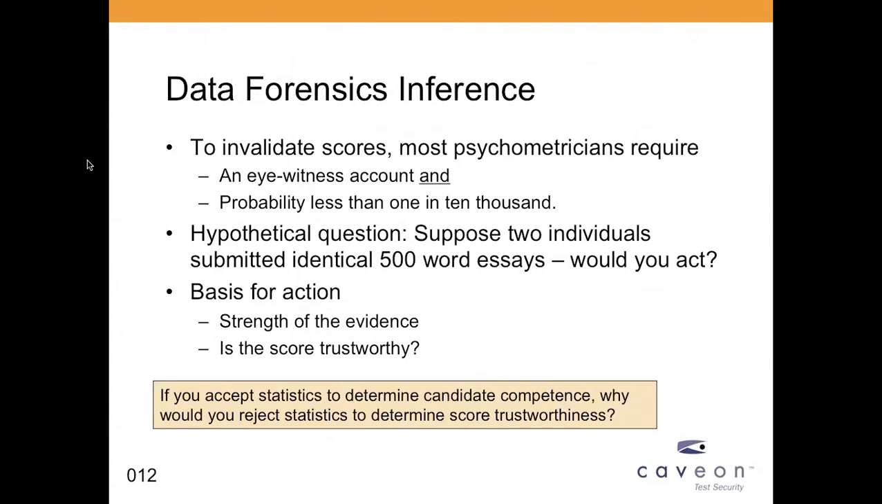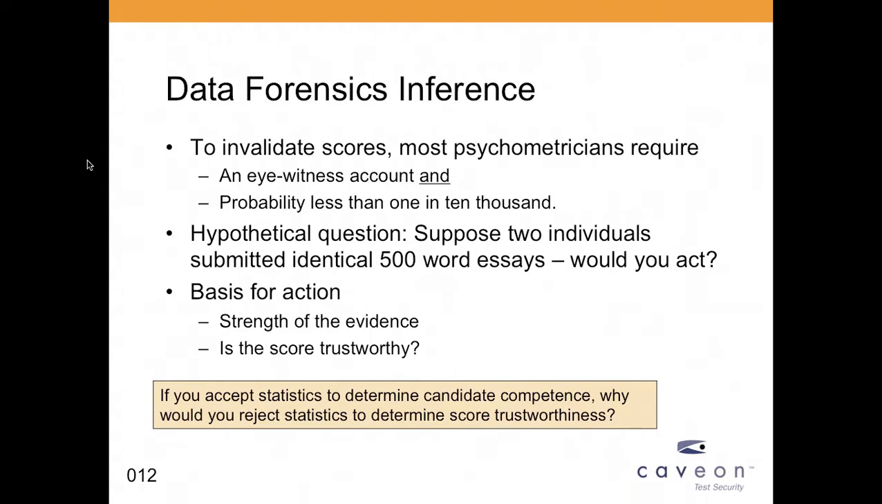It's all about inference. We have the anomalies. Now we want to make some inference about what may have happened. And the question is, what kind of data do you need to make inference? And are you comfortable making that inference? So it comes down to the strength of the evidence and what the inference is you're trying to make. For example, to make an inference that someone committed fraud is very different than to make an inference to say this test score is not trustworthy.